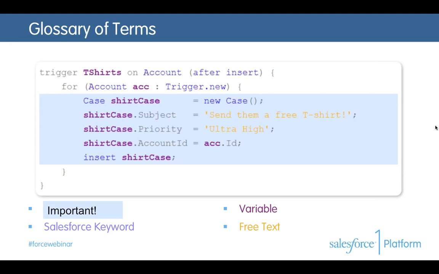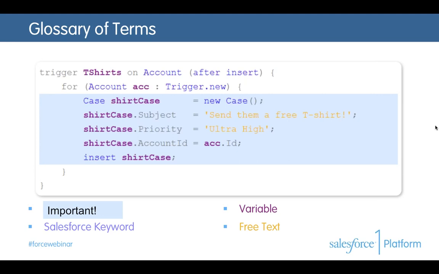Now moving on to the blue background stuff. Guys, this is the important stuff. So the first blue background line, we are creating a new case, and we're assigning it to a variable called shirt case. If we wanted to create a new opportunity or a new lead, we'd simply replace case with lead. Now in the second and third line, we are setting fields on our case, and we're setting them using dot notation. All dot notation does is it lets you access the properties of a record.